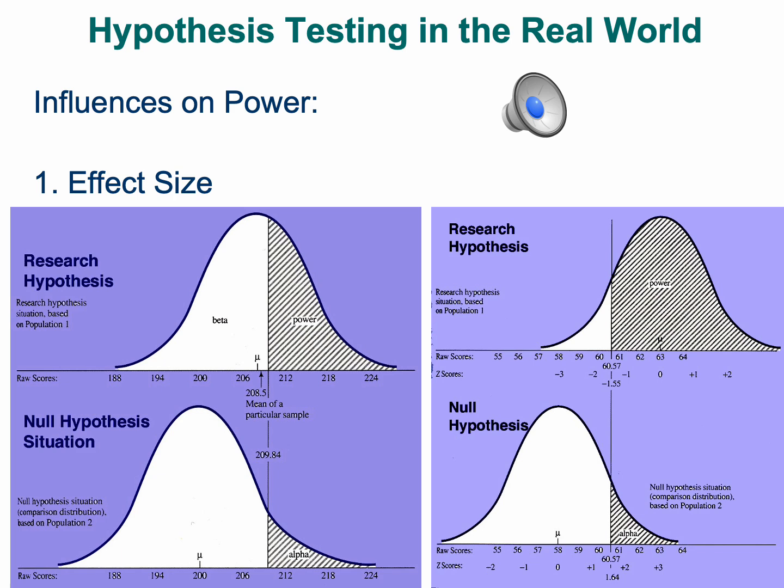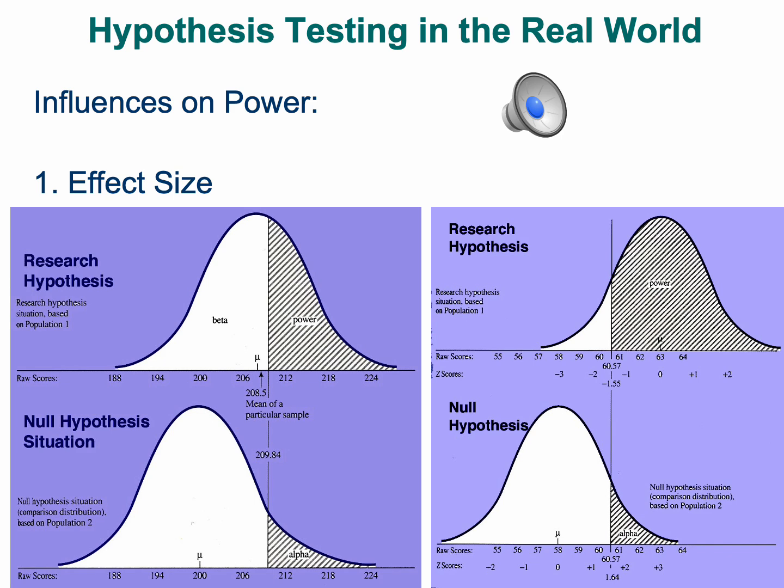The first thing that influences power is effect size. If you look at these two graphs, these are the two illustrations from the example before. The graph on the left shows a situation in which the two populations are actually quite close, so the effect size is not very large. In that situation, the power, the area under the curve in the top figure, is relatively small. It's less than 50%. So the probability of finding a small effect is itself small.